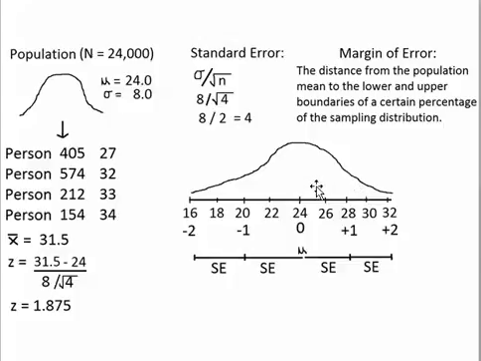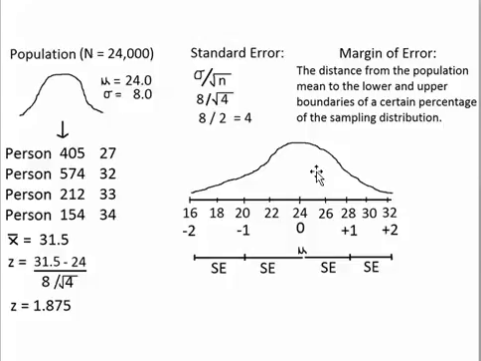Since this sampling distribution is normal, the distance from the population mean to the lower boundary of the middle 60% and the upper boundary of the middle 60% would be the same distance, and that distance would be called the 60% margin of error. The 60% margin of error is just the distance from the population mean to the lower boundary and the upper boundary of the middle 60% of the possible samples.